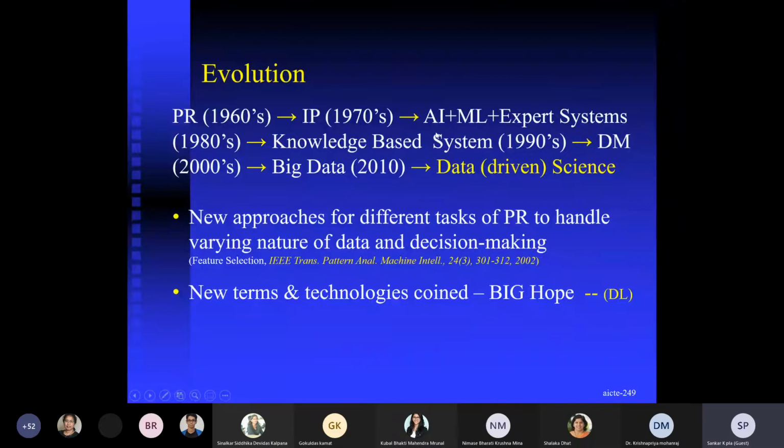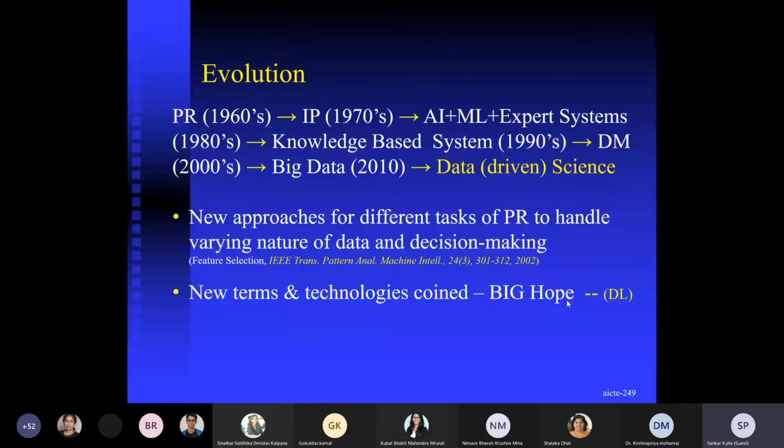For example, when knowledge-based systems came, we can have rule-based, case-based reasoning, your information retrieval, then soft computing. All the subjects evolved because of the need. Then we got big data. Now we are talking about deep learning. It has a need to handle large data. But there is a big hope. Sometimes it is a false hope also.